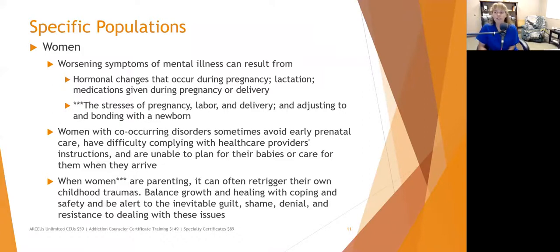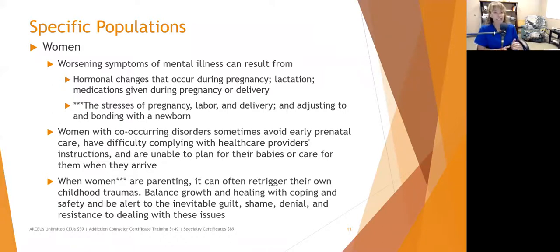Women with co-occurring disorders sometimes avoid early prenatal care, have difficulty complying with healthcare providers' instructions, and are unable to plan for their babies or care for them when they arrive. Now, a lot of this is when we're working with women with severe and persistent mental illness. If they've got schizophrenia that is not well controlled, or cognitive deficits, there are things that can prevent women from being able to effectively plan for their babies. That does not mean, and I want to underscore that, that all women with co-occurring disorders can't plan for their babies, because I have worked with a lot of women with co-occurring disorders who did just that. They planned for their babies and actually did just fine.